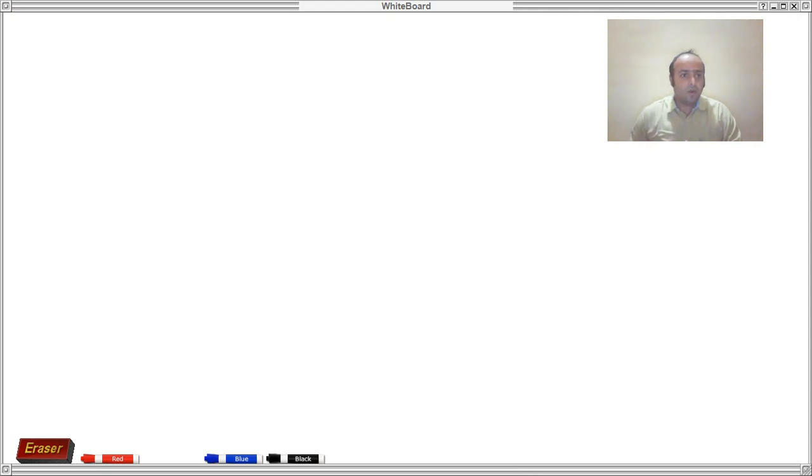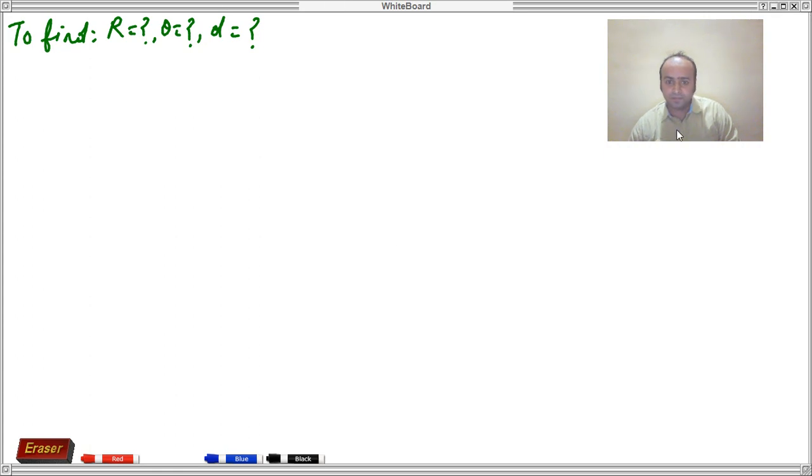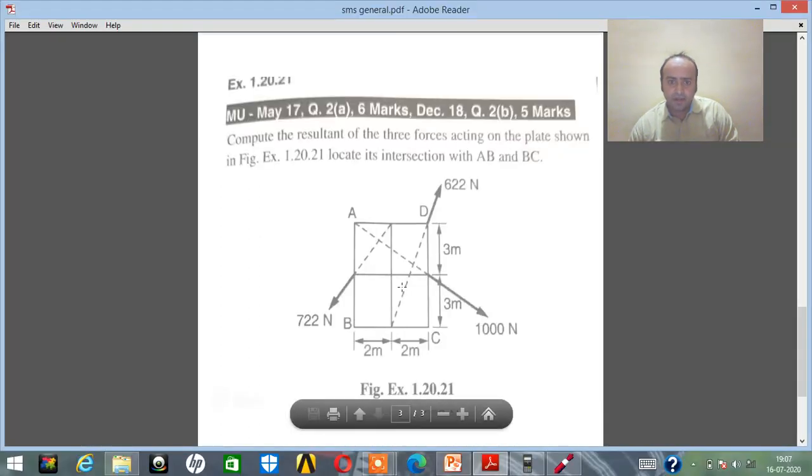So let us write down what we are supposed to find. To find: first R, theta, that is magnitude, then direction, its location with respect to point B, that is perpendicular distance D. Now if I see the question once again, locate its intersection with AB and BC. So horizontal distance on BC it will be, and vertical distance on AB it will be. So we will assume those distances as x and y respectively.